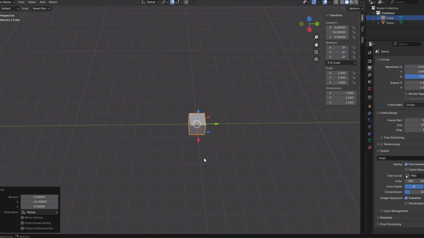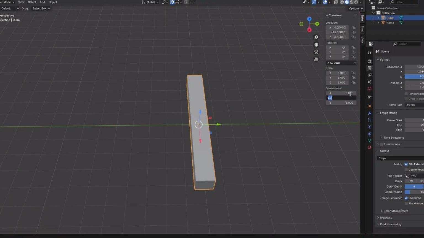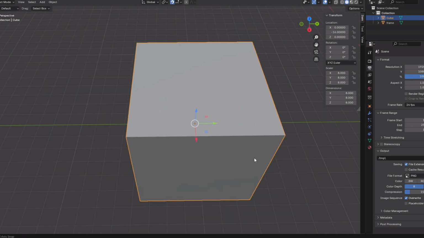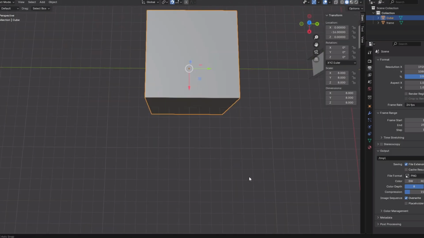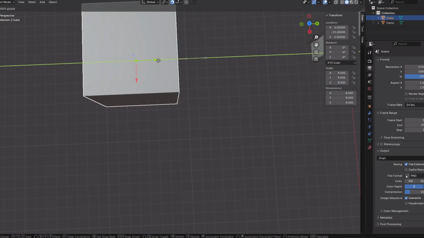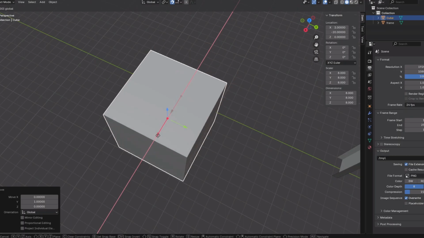All right, got a cube. Dimensions: make that 8 by 8 by 8. This is what it looks like. It's in the middle, but because I have snap to grid, I could just take that and make it there.